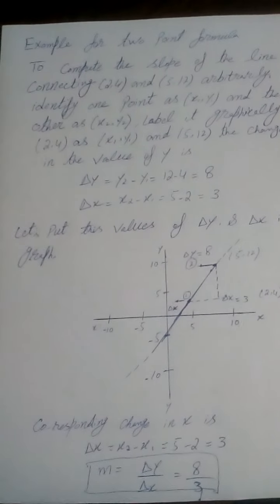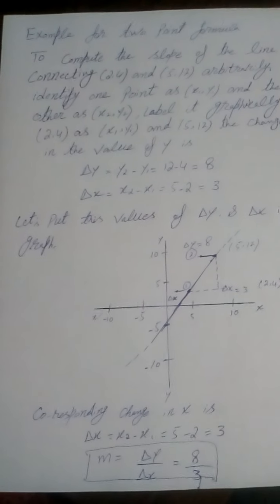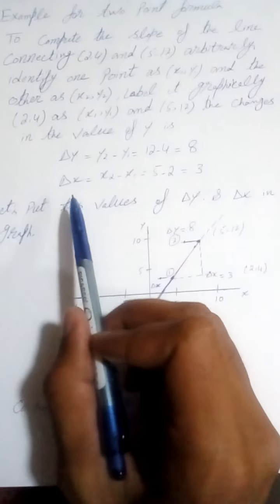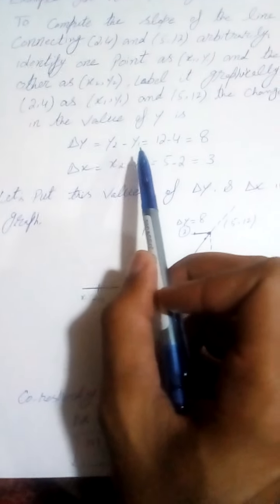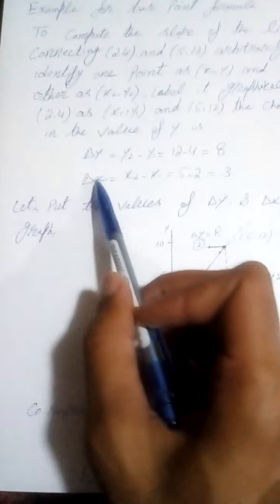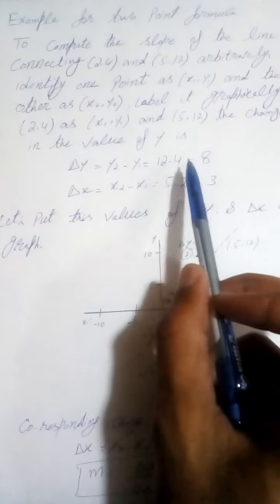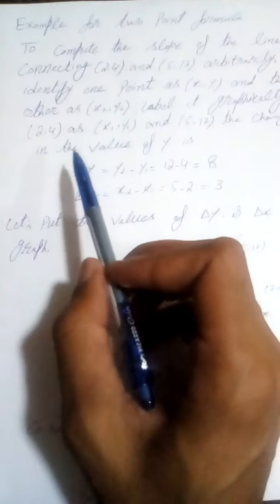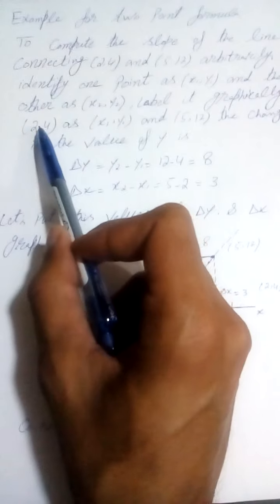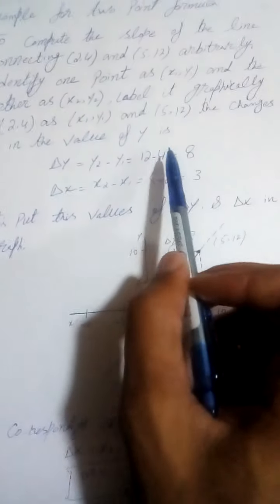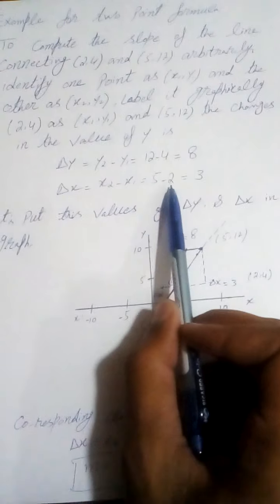This statement shows that we should put these values according to the comparison of the graph. We write the formula delta y, as we know, is equal to y2 minus y1. Putting the value 12, which is y2, and 4, which is y1, we get 12 minus 4, which is 8. Similarly, for x1 and x2, 2 is the value of x1 and 5 is the value of x2. So x2 minus x1 is 5 minus 2, which gives 3.